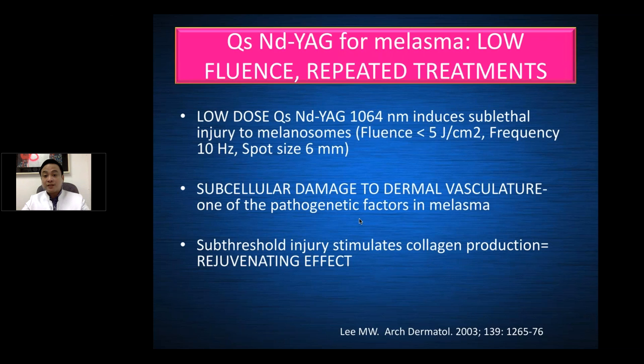And these are the recommended settings from Dr. Lee's study. And again, there is subcellular damage to the dermal vasculature because we're dealing also with the pathology of the blood vessels. And one of the side effects, which is actually a very good rejuvenating effect, is that the subthreshold injury stimulates the production of new and more robust collagen. So these are still the current recommendations for the use of the pigment lasers in melasma.